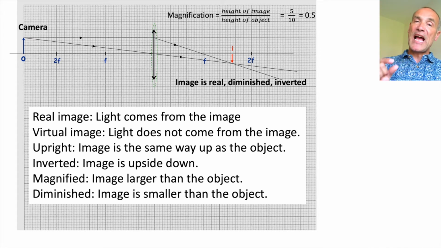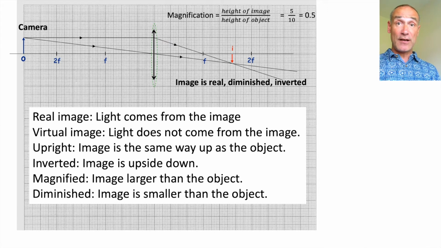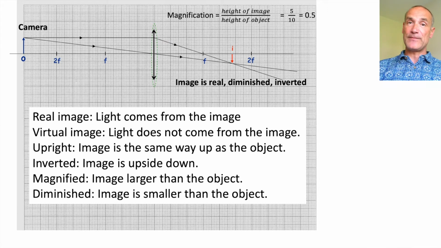But once I had the object before the focal length, I used it as a magnifying glass, and that's then a virtual image because only you can see it, no one else around you can, unless they're looking through the lens as well. Upright means it's the same way as the object, like in a magnifying glass. Inverted means it's upside down. Magnified means it's larger, and diminished means it's smaller. So watch this next video, which takes you through how to draw these ray diagrams, and then I need you to practise them yourself.